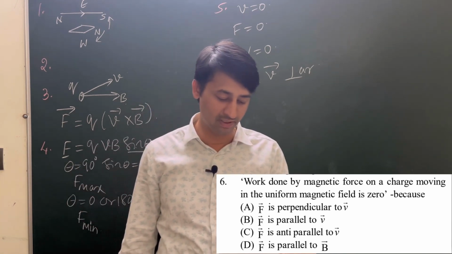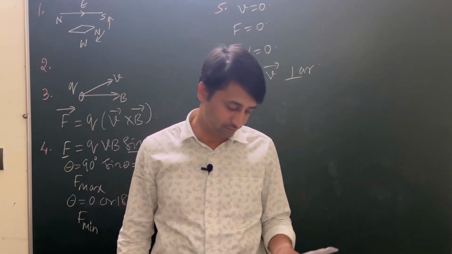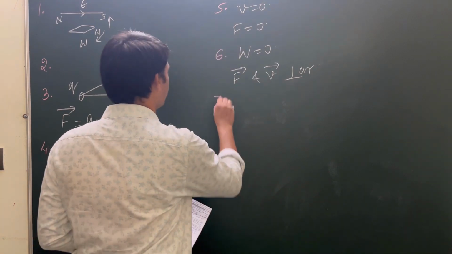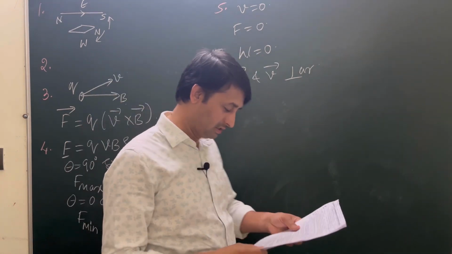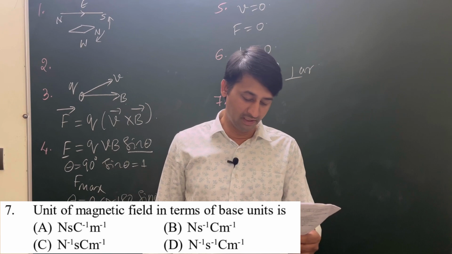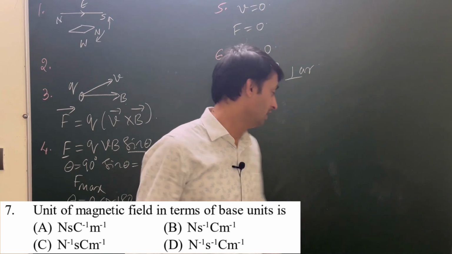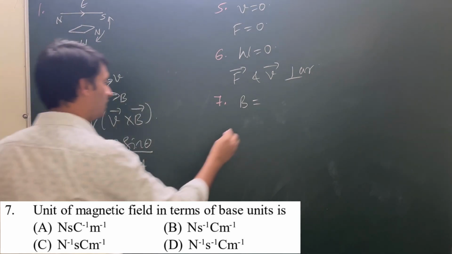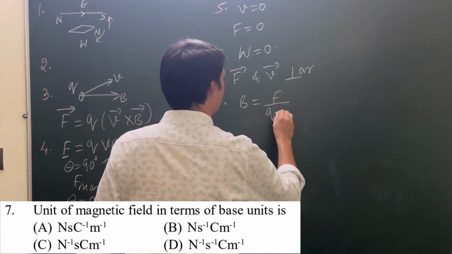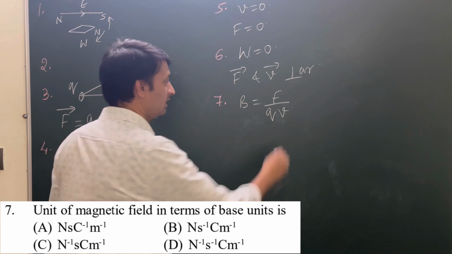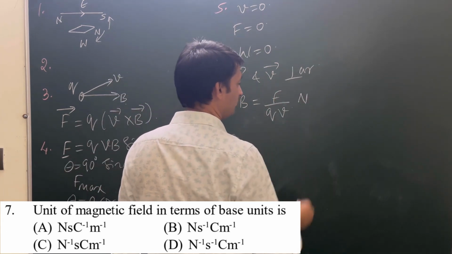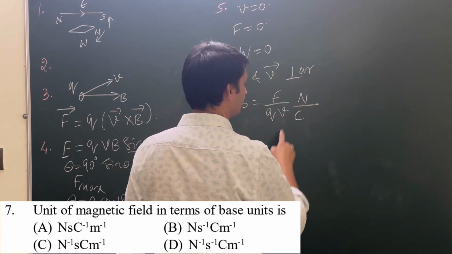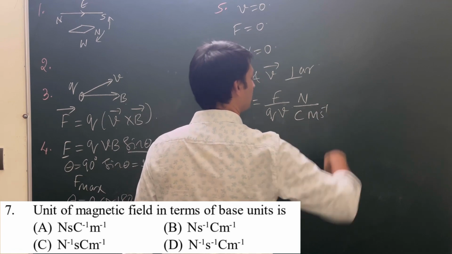Vector F is perpendicular to vector V. Next question, number 7: unit of magnetic field in terms of base units. The magnetic field expression is B equals F divided by Q into V. Here the unit of force is Newton, unit of charge is Coulomb, velocity is meter per second.